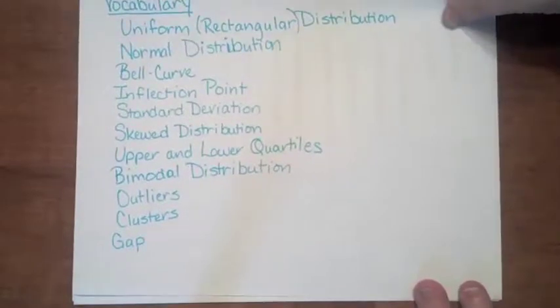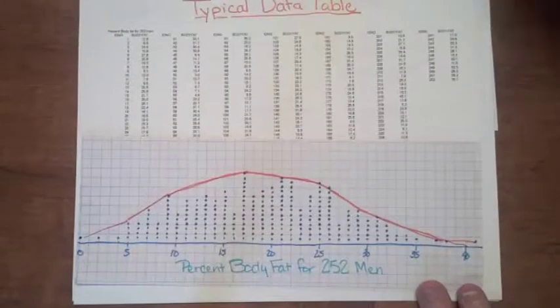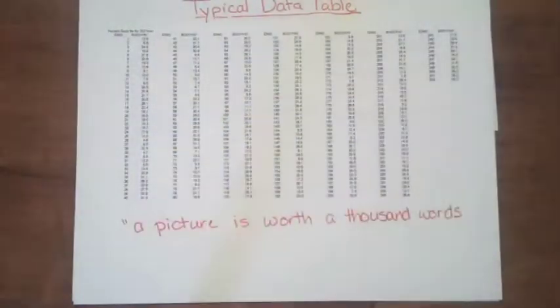Okay, so let's look at data. This is a typical data table. And even if you could read the numbers, and I don't expect you to be able to, you can hopefully see that it's a long list of a lot of numbers. And this happens to be the data of 252 men in the measure of their body fat. So really when you look at a table like this, you can't tell very much. You don't know what order it's in, you can't make any inferences from it or anything like that. So, as they say, a picture is worth 1,000 words.